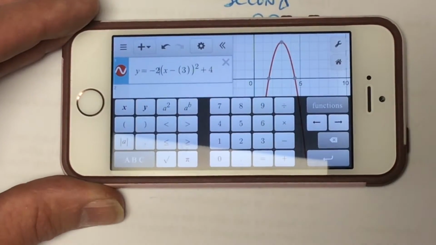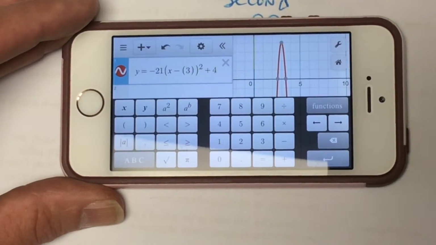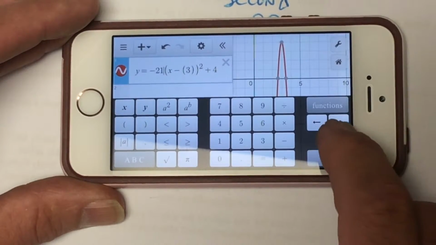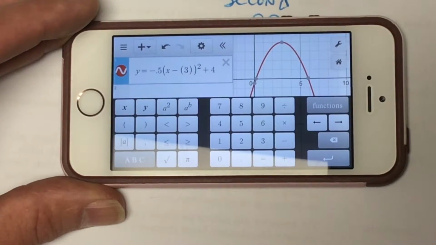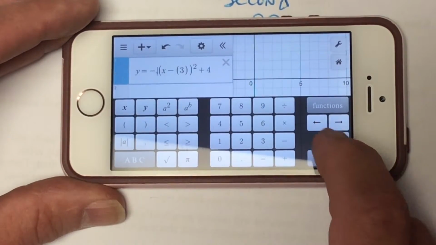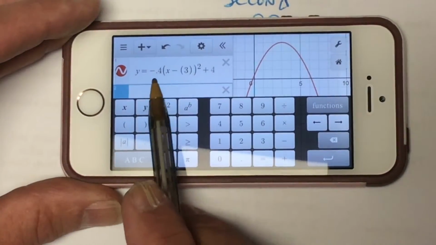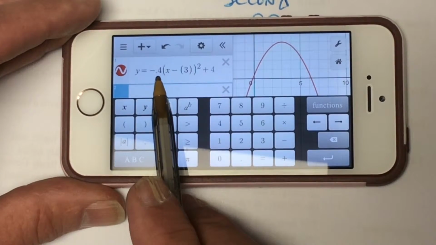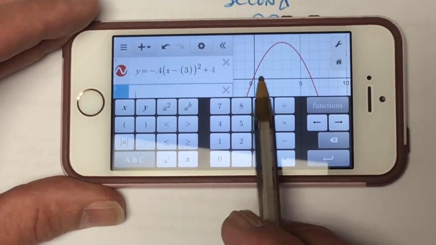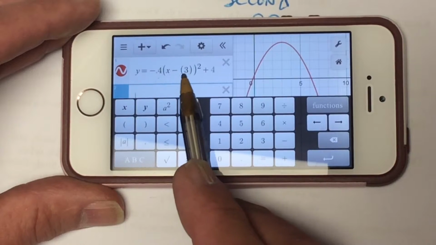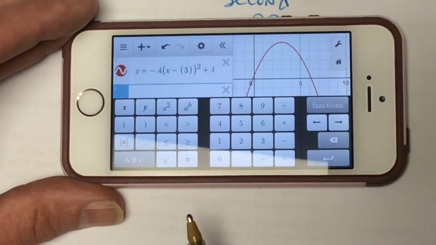If I put a 2, it made it narrower. The bigger this number is, let's put a 21, the narrower it gets. If I put in a number that's less than 1, like 0.5, it gets wider. If I put in an even smaller number, say 0.4, it gets wider still. So it's this number here that controls the width. It's positive or negative that controls whether it points up or down. This number controls left or right. And this number controls moving it up and down. That's how you control them.